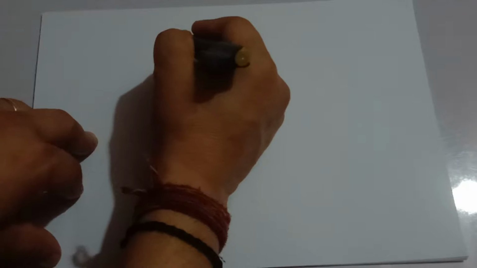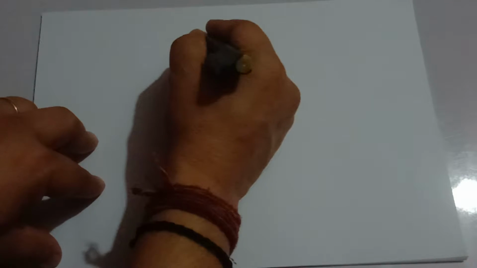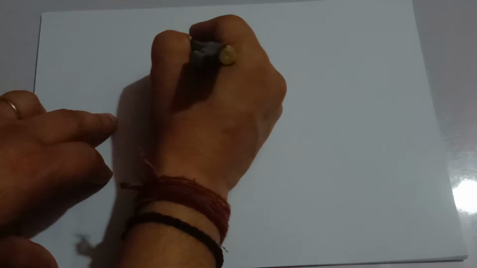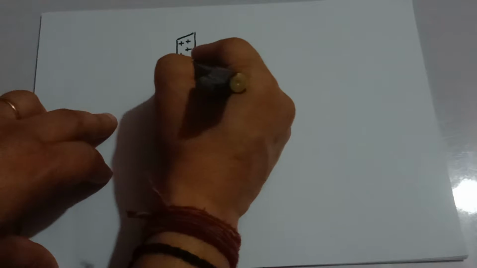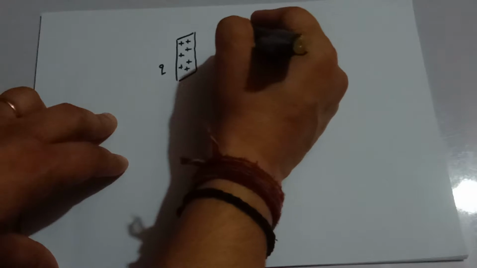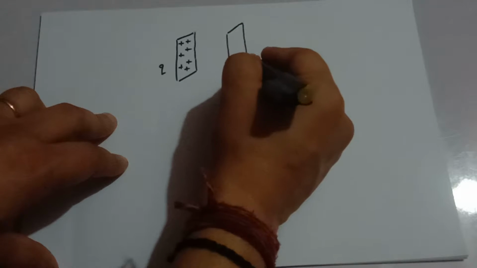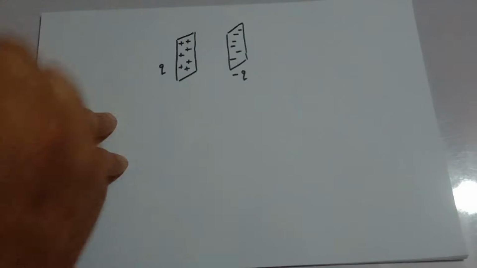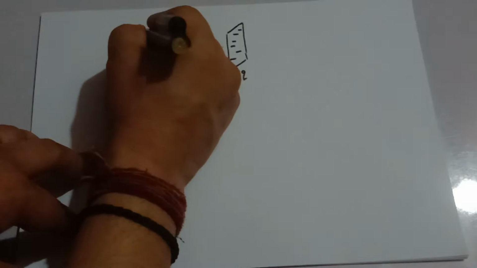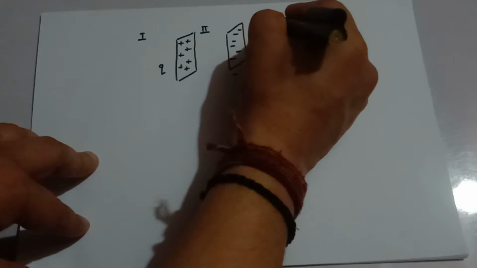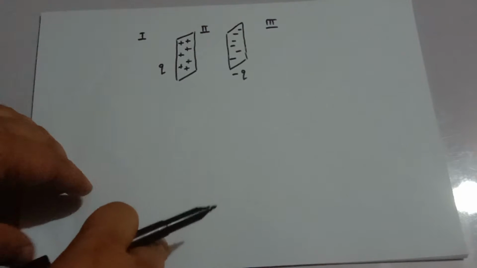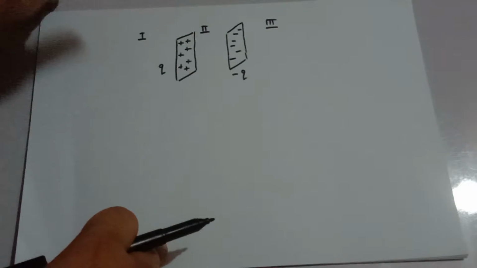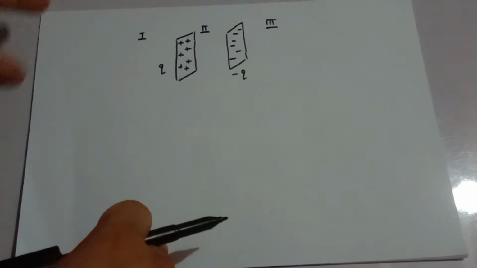We already know that if suppose we have a charge sheet, and that particular charge sheet has a particular amount of charge, suppose small q, and another sheet is there, and this sheet would have another charge, suppose minus q. So we have three regions. One is this, the second is this, and the third region is this. And suppose we consider that this particular sheet is infinitely long, that it has an infinitely long area.